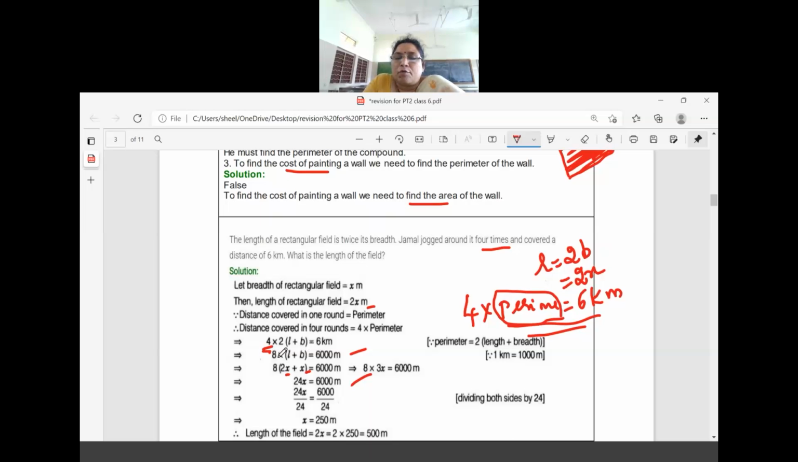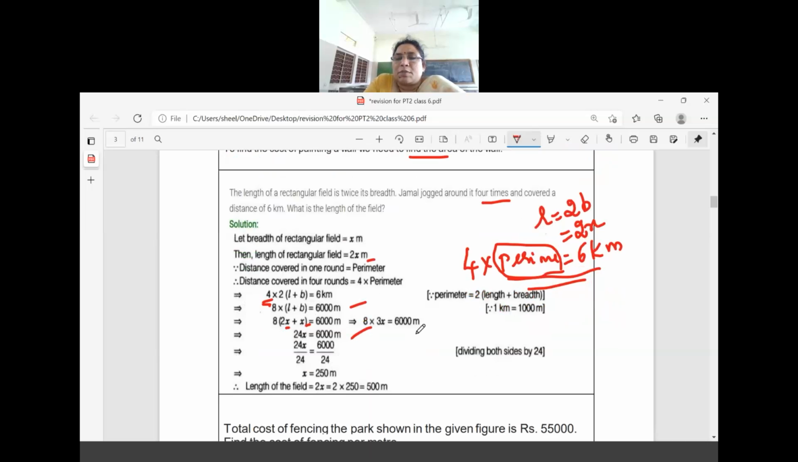So we are writing here 4 into 2 into (L plus B) equal to 6 kilometer. That means converted into meter. Now L and B we have to replace by these terms. That is B is x, L is 2x only. Now what happens? It is 6000 meter is there, but left side what is the answer? 24x.